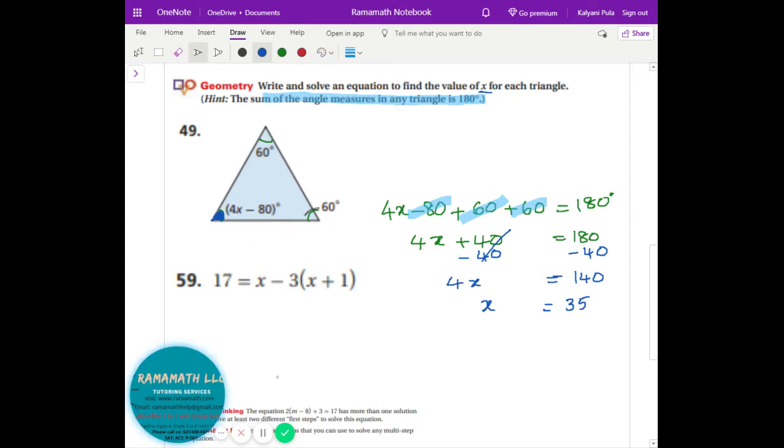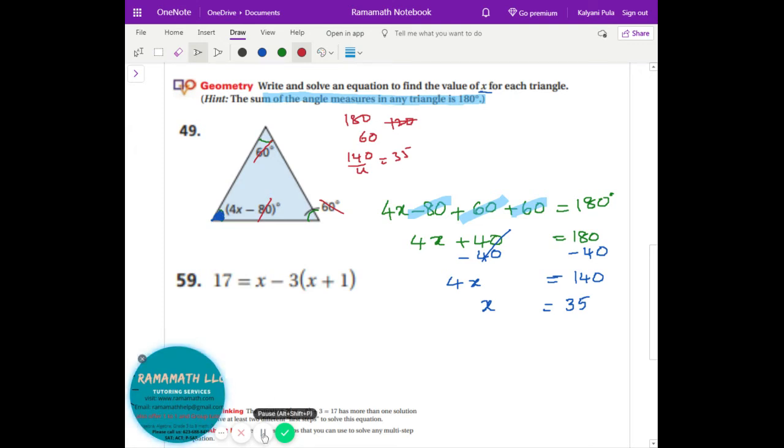Let's say if this question is given to you in SAT, how do I do it? Watch this. So you know the sum is 180, right? And then you know these angles. So what I'm going to do, 180 take away this 60, I get 120. I'm going to take away this 60, I'm going to get 60. And then this is minus 80, so I'm going to add that. That's going to be 140. And then 4x, so it's going to be divided by 4. That's 35. See how fast we did that?